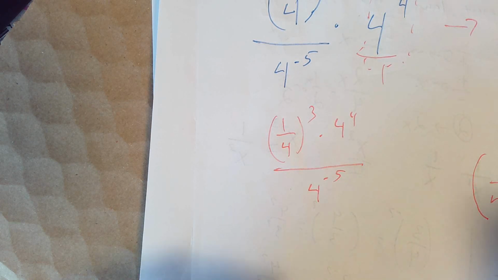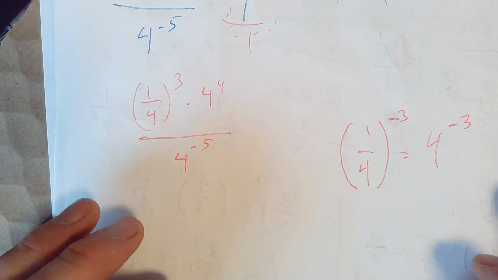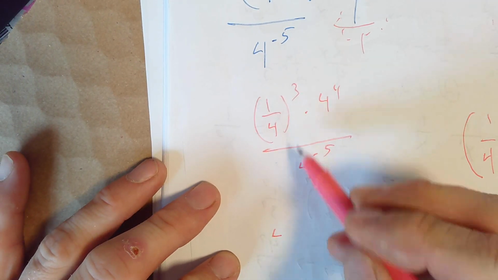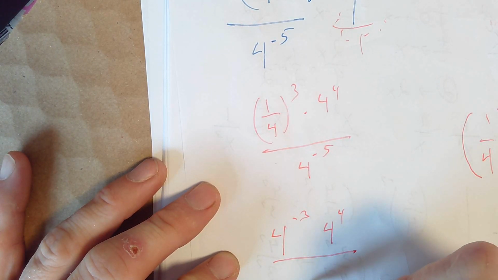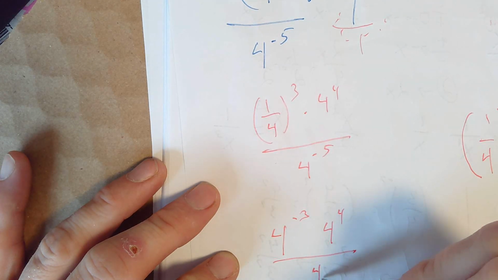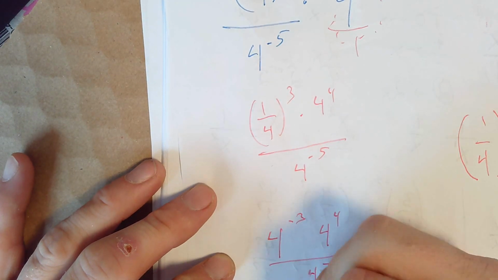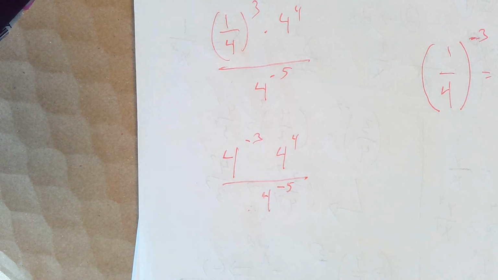So we have a 1/4 to the 3rd, which would turn into 1/4 to the -3rd, times 4 to the 4th, over 4 to the -5th. Sorry about that, -4th right there. I was in error. Alright, so now, using what we know about negative exponents, or just what we know about the quotient rule, I guess we could just go ahead and flip everything now.